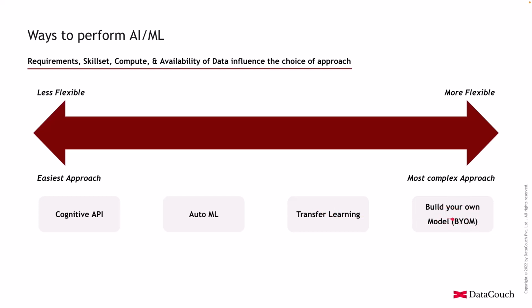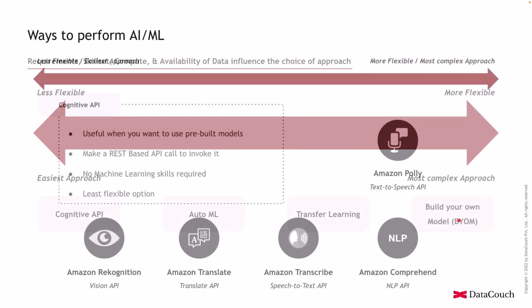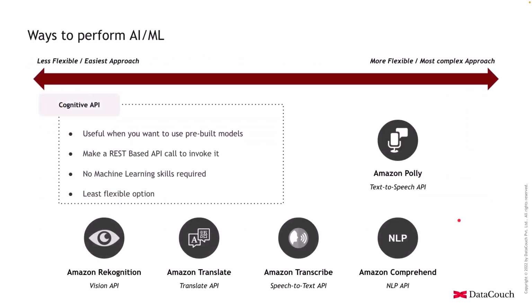Then the last one is to build your machine learning model from scratch. It requires a lot of data to train the model, and it requires a lot of compute also. Time is also needed and skills are also required. So a lot of things are needed. We need to understand the requirements, the skill set, the compute, and we also have to see the availability of the data. So there are four major approaches and this is what it elaborates.